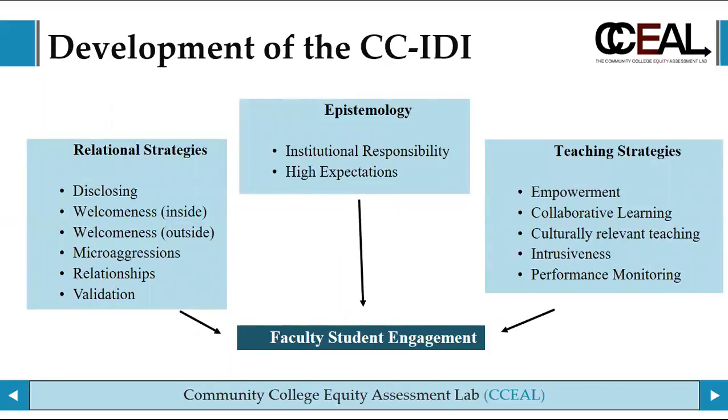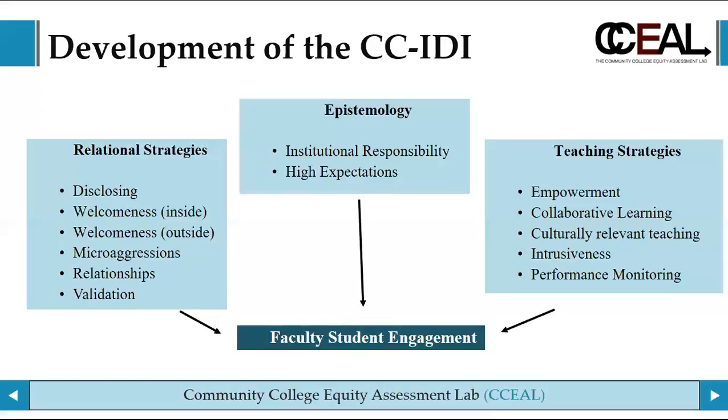So based on literature on men of color in the community college, we identified several recurrent themes on teaching and learning practices that lead to faculty-student engagement with men of color. We broke this down into 3 broad categories: relational strategies with students, epistemology, which is how faculty view students, and teaching strategies. The confluence of these factors leads to faculty-student engagement and is related to several success outcomes, such as persistence, achievement, attainment, and transfer. We further broke these themes down, based on relational strategies, into disclosing.